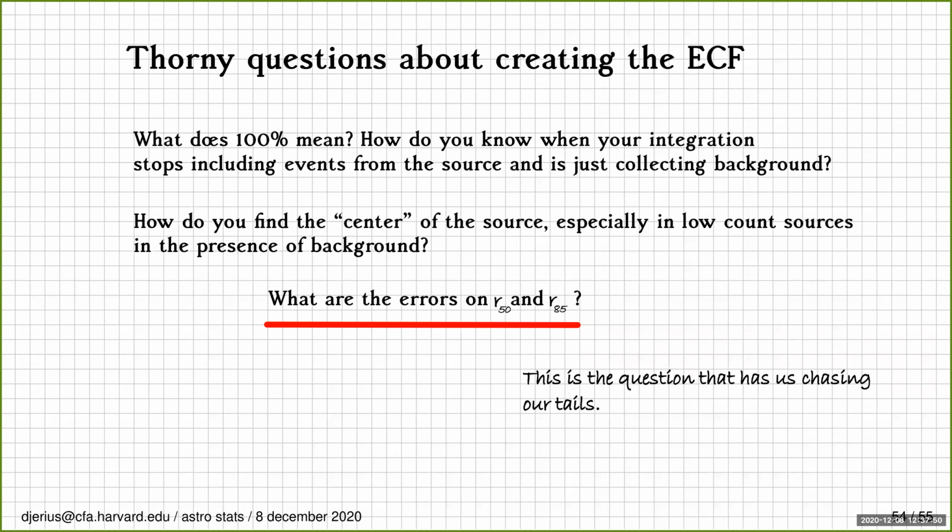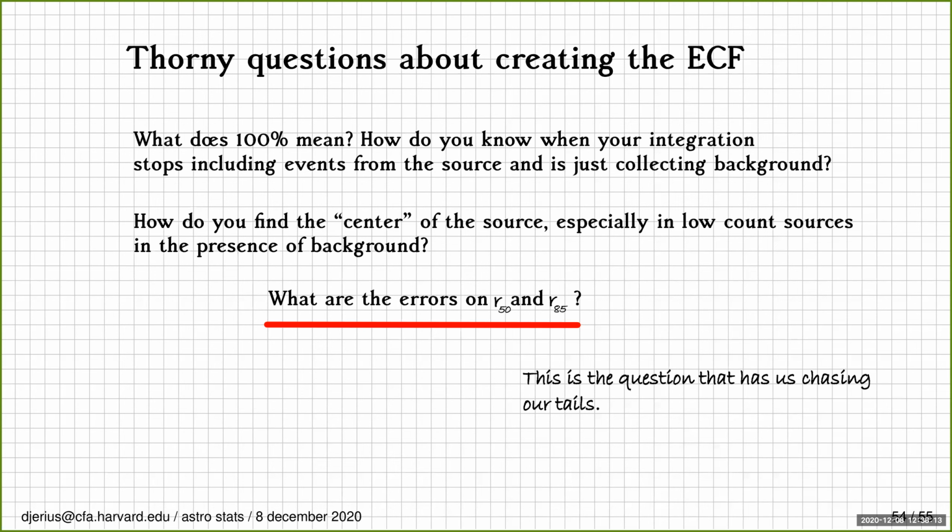I've already said, how do you find the center of the source? But the real question is, what are the errors in the radii we determine? So it's easy to count. I can count up to 100 counts, so I know the radius where 50% of the counts is on one side or the other. But what is the error on that radius?